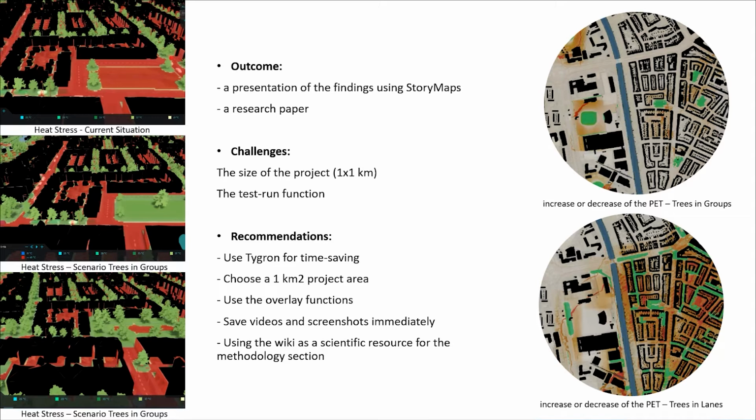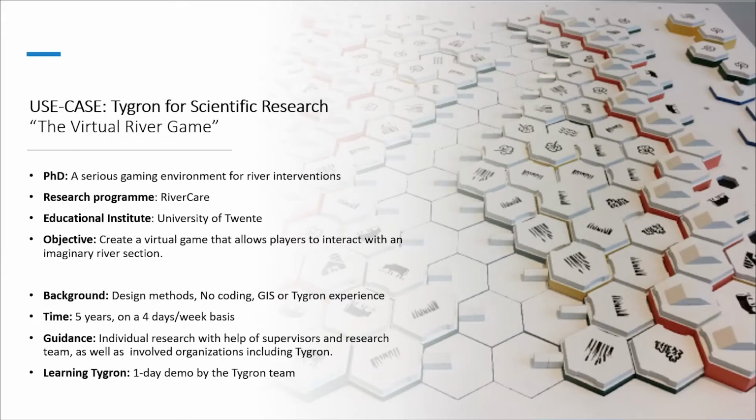Now I will switch into a very different use case, which falls under the Tygron for scientific research objective. And that is a PhD research in the University of Twente. The use case is called the virtual river game, and the title of the assignment was a serious gaming environment for river interventions. So it was basically to create a tool that facilitates stakeholder engagement and river interventions, and it was among 15 projects as part of the River Care Research Program.